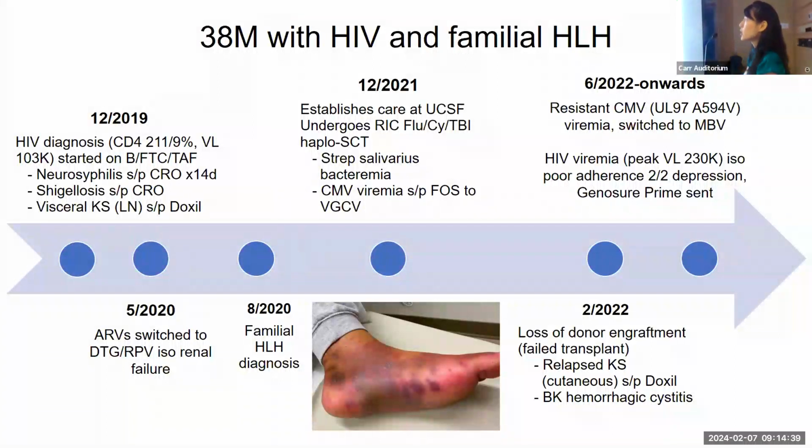38-year-old man with HIV and familial HLH. So his HIV was diagnosed in 2019.